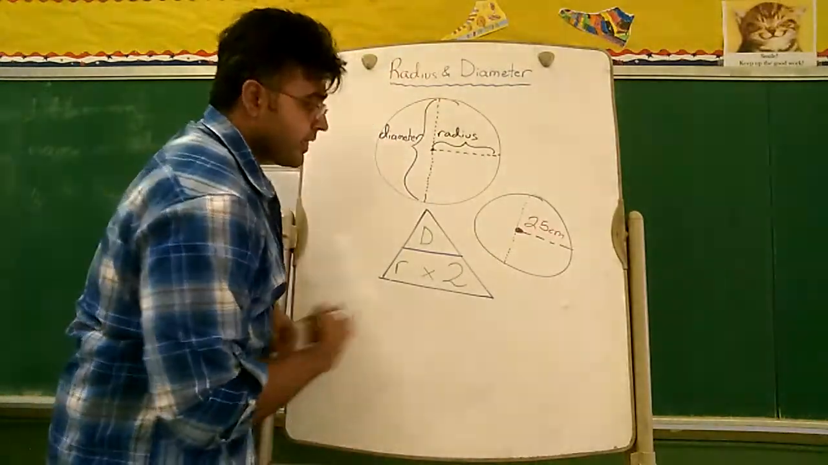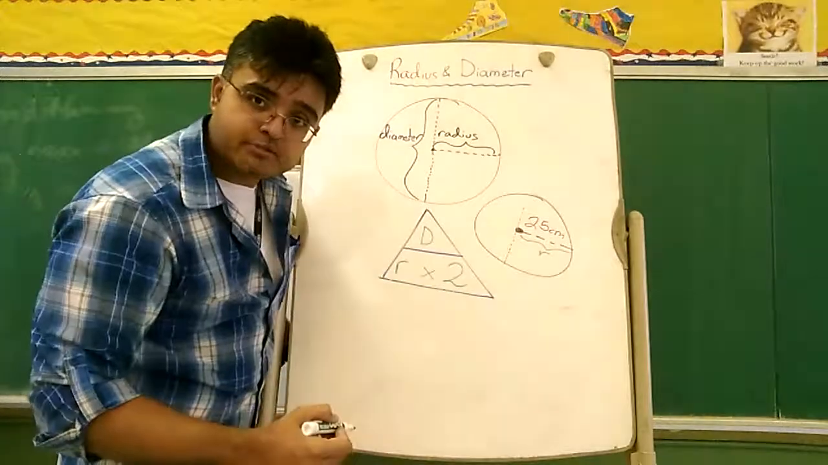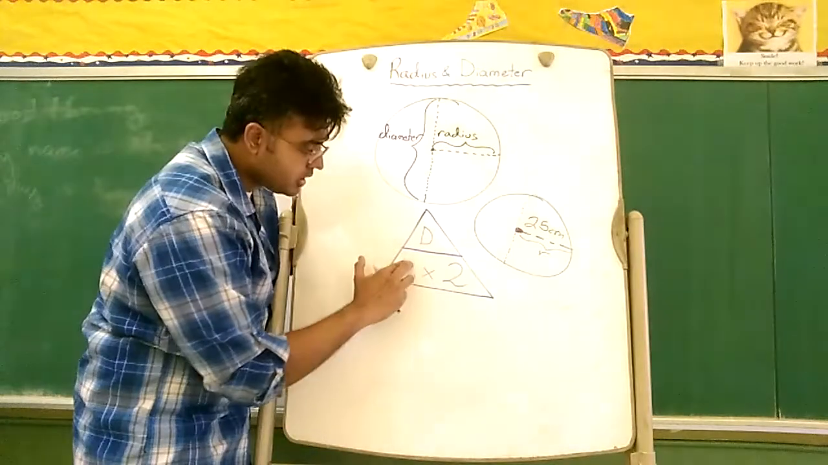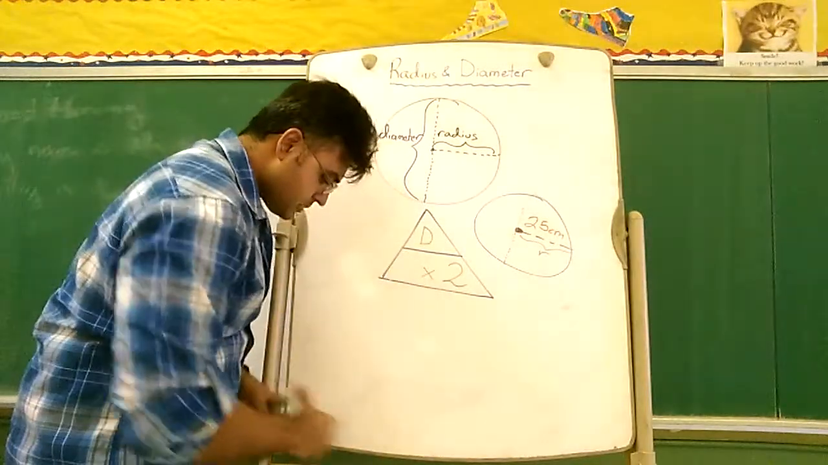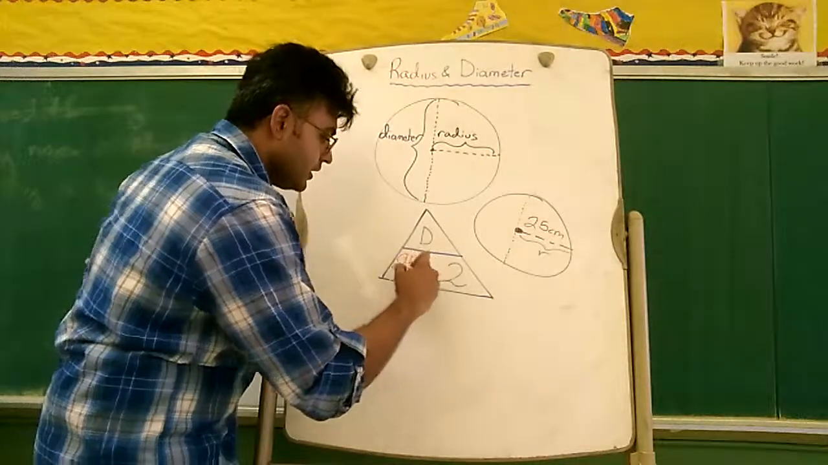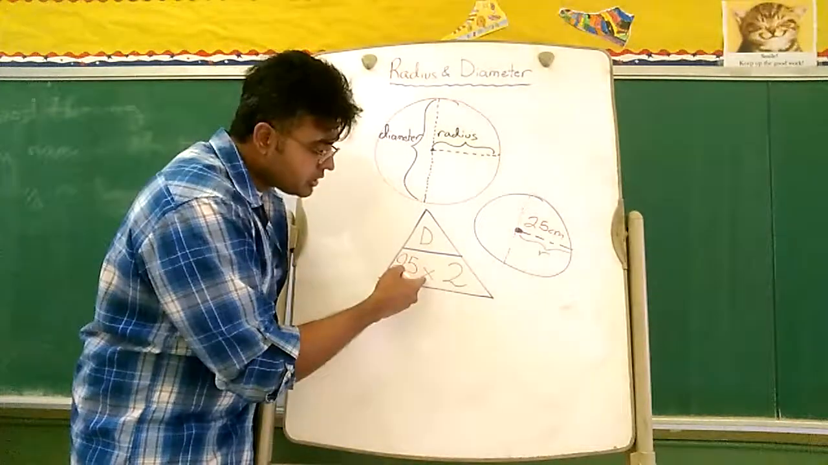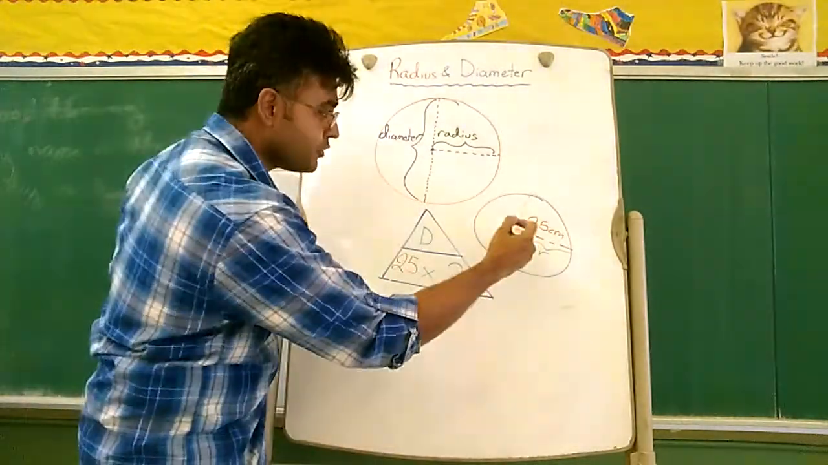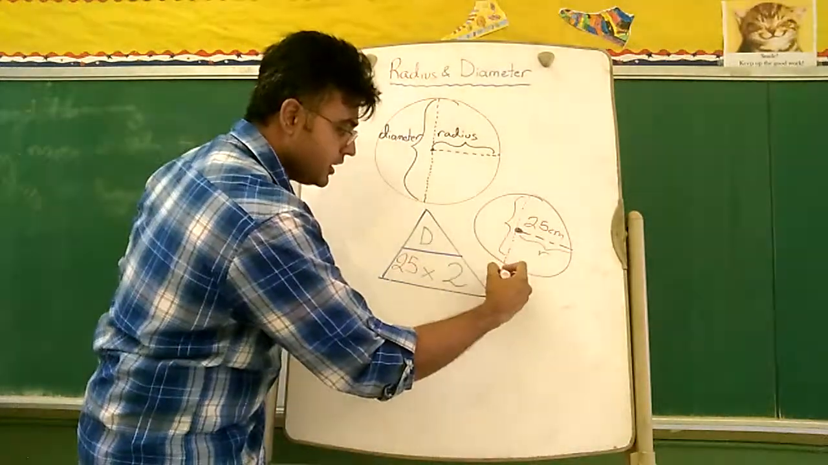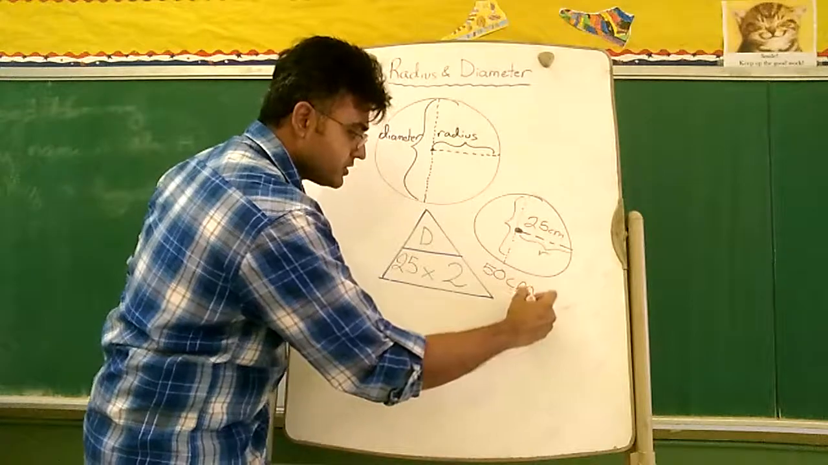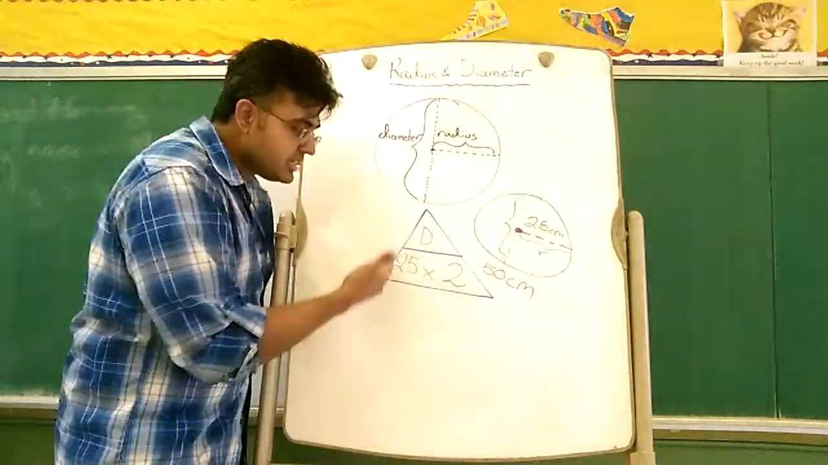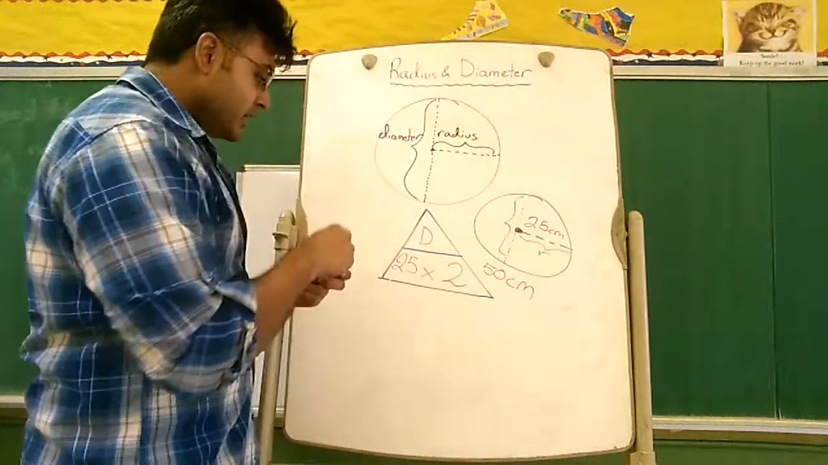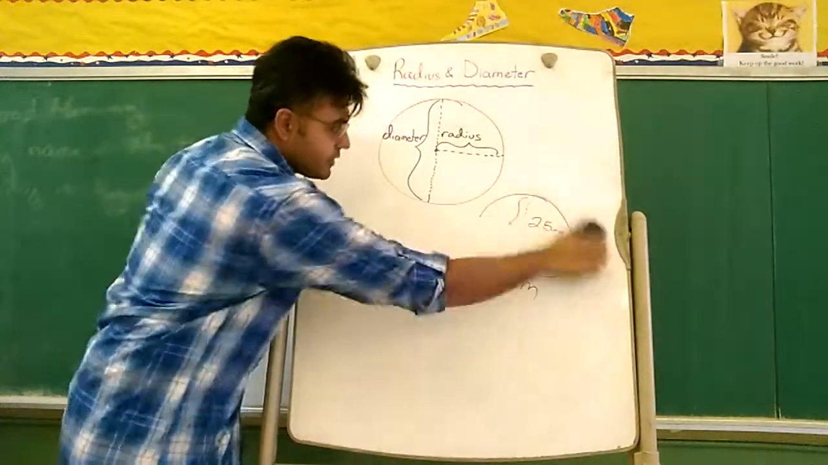Let's plug it in. This is my radius. Radius is 25 centimeters. Take the answer, put it right over here in our DMT triangle. So the radius is 25 centimeters. 25 centimeters multiplied by 2 will give me my diameter. 25 times 2 is 50. So therefore, the diameter of this circle is 50 centimeters. And that's how you use this DMT to figure out the relationship between the two.